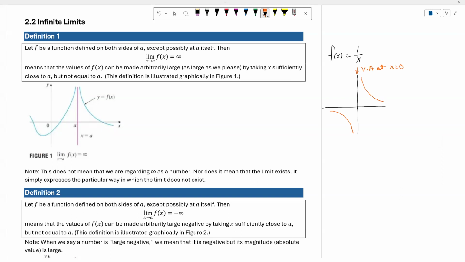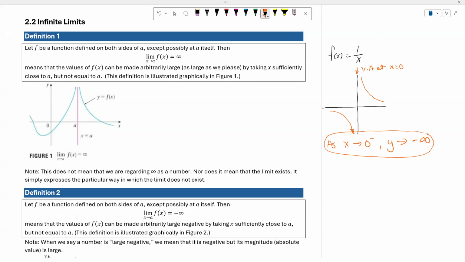So in pre-calculus, we learned that as x approaches 0 from the left-hand side, y goes to negative infinity, right? We have this. Okay. So let us wonder how we use limits to talk about situations like this.